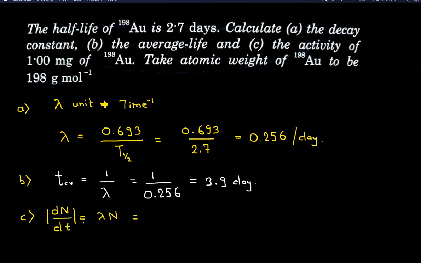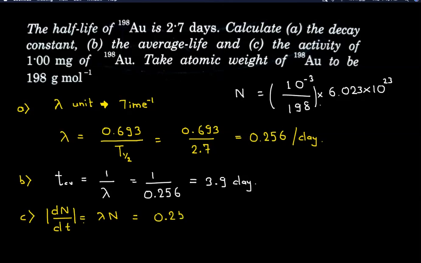What is N? How do you get N? 1 milligram of that. That is 10 raised to power minus 3 gram. That divided by 198 into 6.023 into 10 raised to power 23. All of you understand that this is N? That into lambda. Lambda is 0.256. This per day, per second you have to do, that is 24 hours, 60 minutes, 60 seconds. See how nice it looks, calculation.